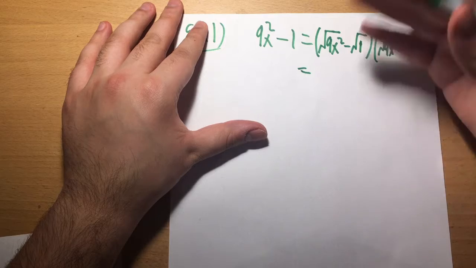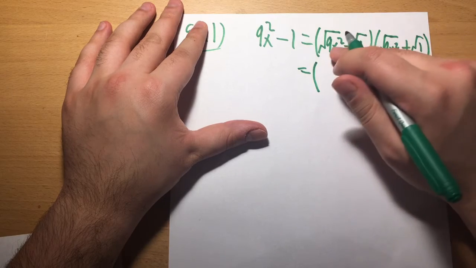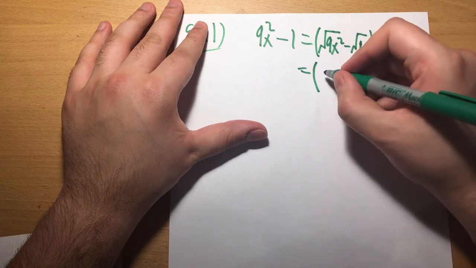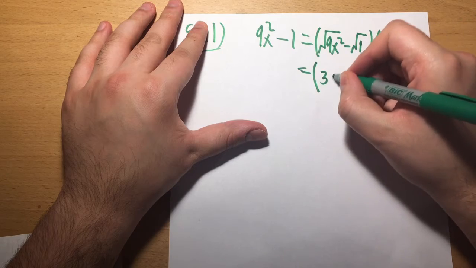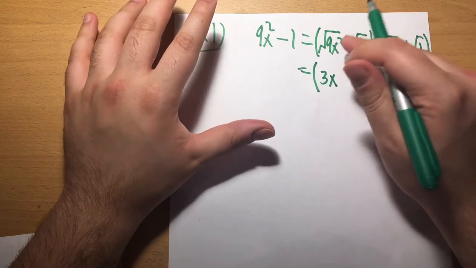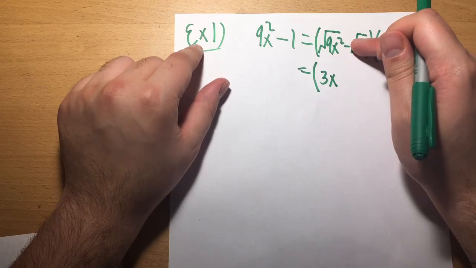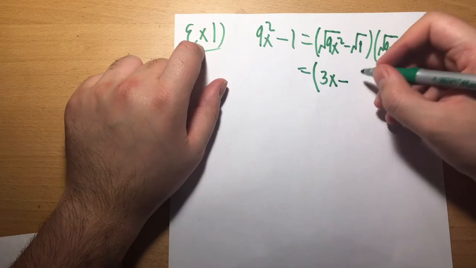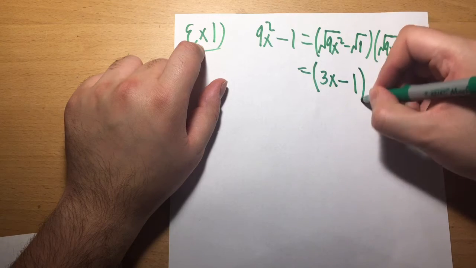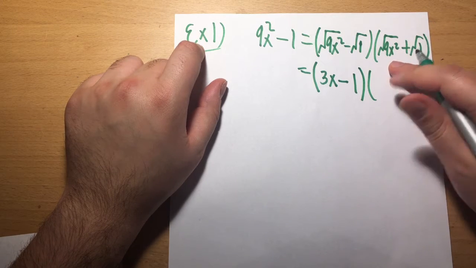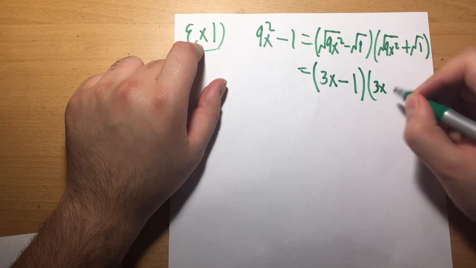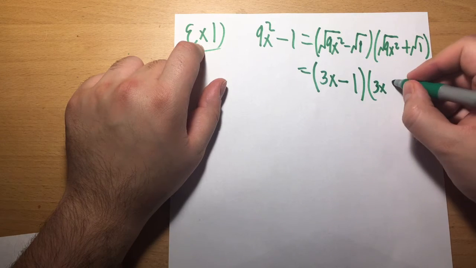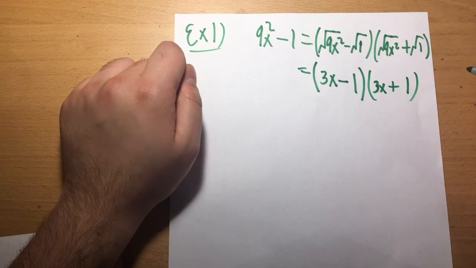And now to go through with it even further, actually taking the roots. Square root of 9 is 3, and the square root of x squared is x, so the square root of 9x squared is 3x. Square root of 1 is just 1. And similarly, in the second factor, the square root of 9x squared is 3x, and the square root of 1 is 1.